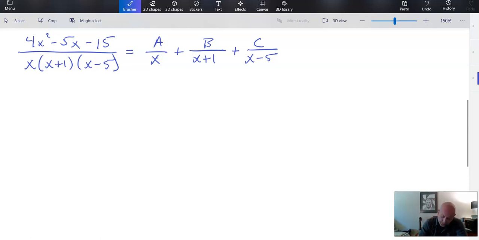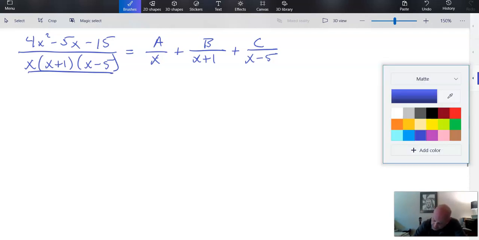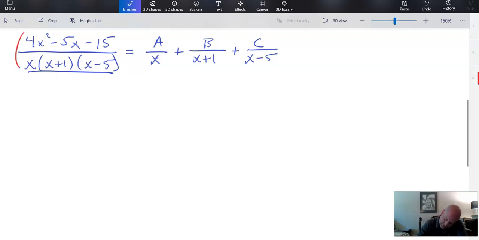Okay, so same process. We're going to multiply by this common denominator all the way across. Okay, so how do I want to write that? Let's do it this way. I'm going to do the same fudgy thing that I did last time.